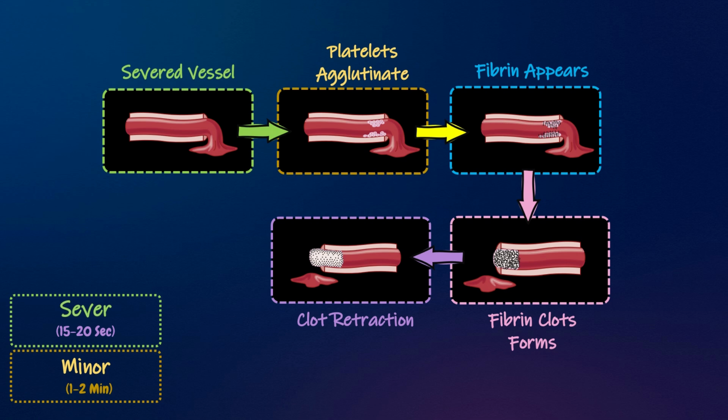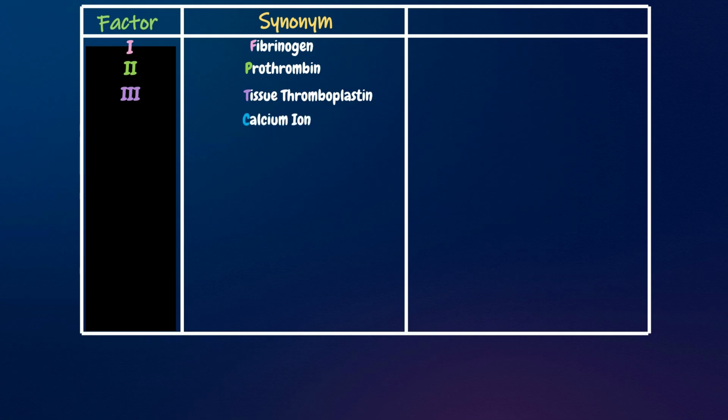Now, let's learn clotting factors in blood and their synonyms. Don't worry, I have prepared a mnemonic for you to learn them easily. Fibrinogen is factor 1. Prothrombin is factor 2. Tissue thromboplastin is factor 3. Calcium ion is factor 4. Labile factor is factor 5.